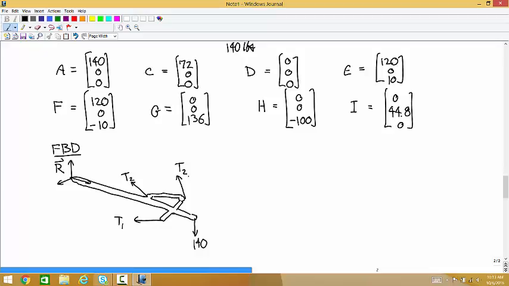You have to do 3 force vectors, 3 unit vectors to solve for that. Yeah, we'll have to do unit vectors for all 3 of those.